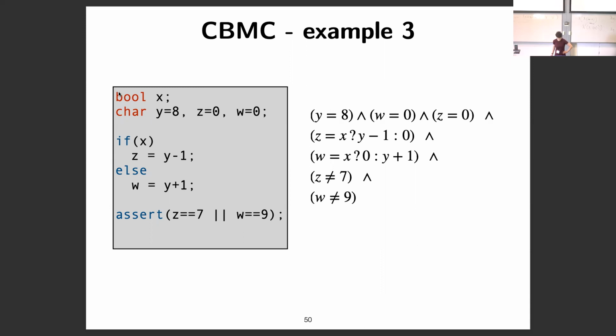And then the final two lines are the conjunction that says, have you violated my assertion? So the assertion is violated if Z is not equal to 7. Well, that should be an or, shouldn't it? Or, no, if Z is not equal to 7 and W is not equal to 9. So I think that is correct. Yeah, you're going to point out where I'm wrong. Oh, disappointing.